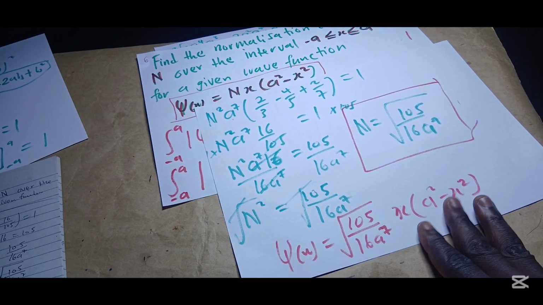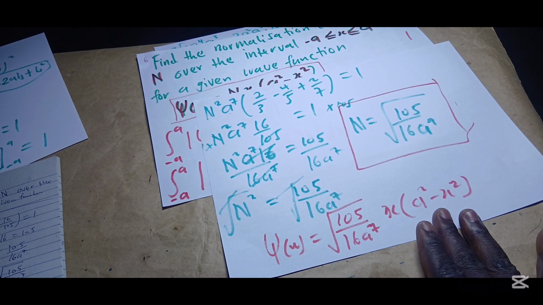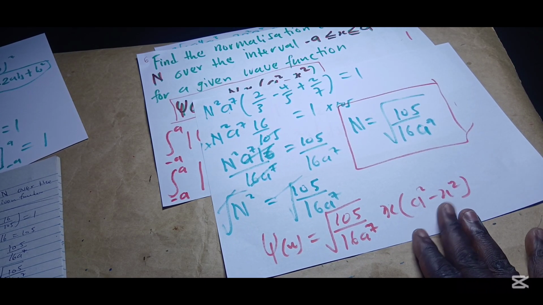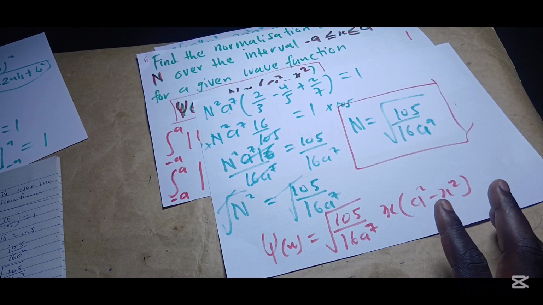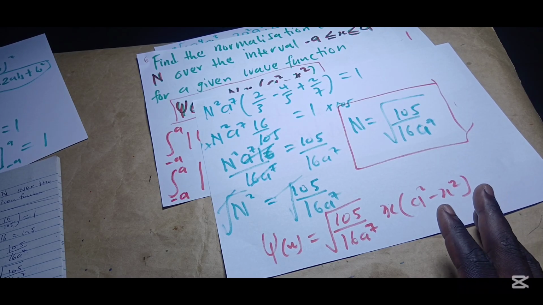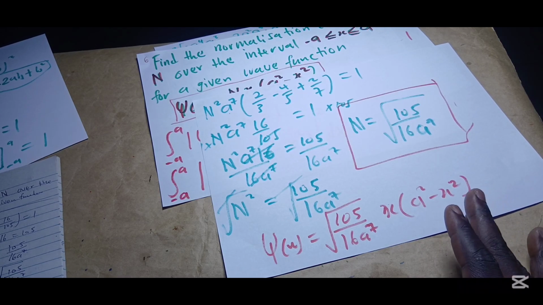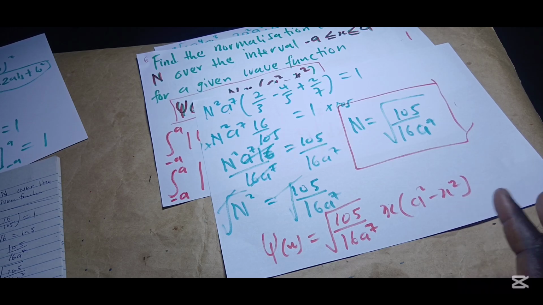So since this wave function is normalized, it should give us a probability of 100%, not a probability of 90% or a probability of 120% or a probability of negative 50% of describing the presence of a particle in space.